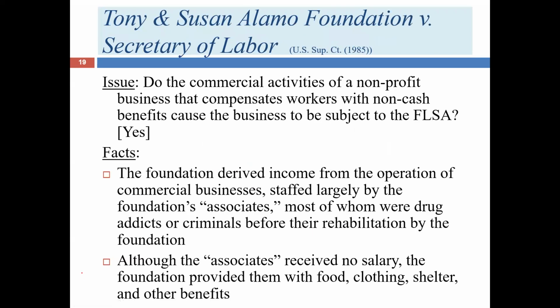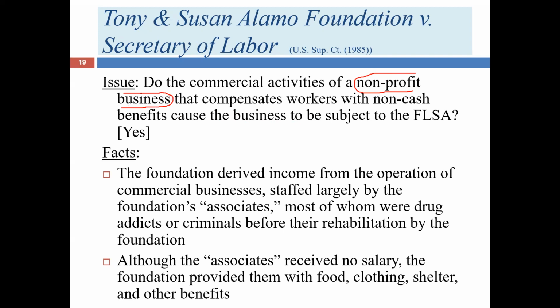Okay, this is a weird one. I don't know if you know anything about the Tony and Susan Alamo Foundation. It's been investigated many, many times by the federal government. So I'm not interested in you knowing about the entity here. We're more focused on the fact that the Tony and Susan Alamo Foundation had many creative ways of taking advantage of people, to put it mildly. Anyway, this is one of their schemes that was, I mean, to its credit, rather creative. So let's look at it a little bit. So, do the commercial activities of a nonprofit business, because that is what this business was, technically.